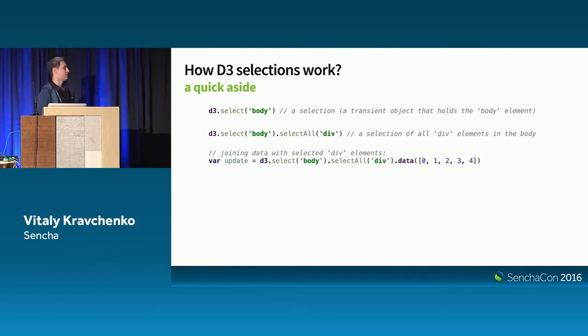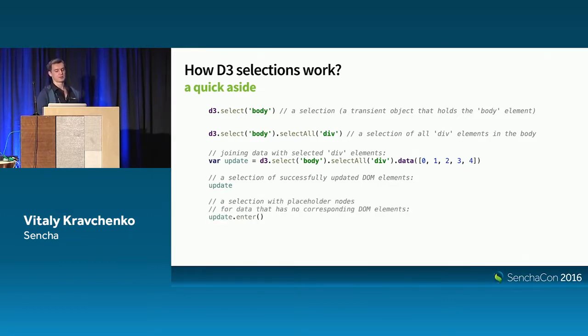Another method that the selection has is the data method, and this is what actually produces a data join. It takes the elements passed to it, and it joins the data to the selected div elements. So the result of that is an update selection. It's those elements that have been successfully updated with new data. The update selection is a special type of selection in the sense that it holds references to two other selections. The enter selection is basically the dummy nodes that have no representation in the DOM, but for which data exists. And the exit selection is the nodes that have no new data associated with them.